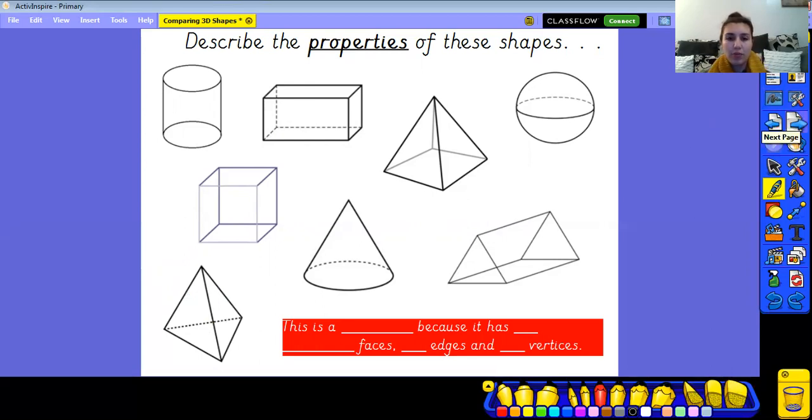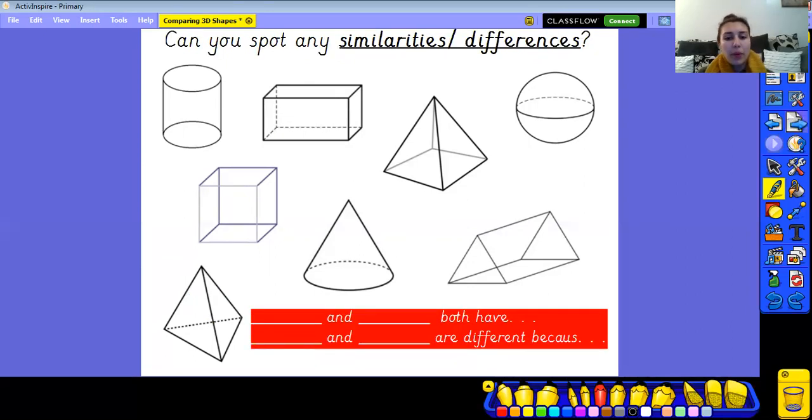Well done if you got all of those right. That is a lot of information to keep in your head. Well done if you even just got a few of them right. Okay, so now we've gone through all of that, can we have a think about some of the similarities and some of the differences? What do these shapes have in common and what do they not?